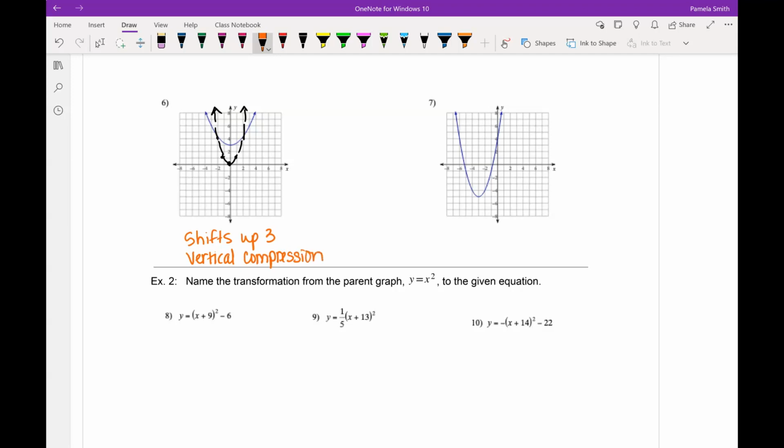And just know it is possible to have all of them. Well, not all of them, because you can't have compression and stretch at the same time. But it is possible to have it reflect across the x-axis, shift left or right, shift up or down, and have either compression or stretch. So it is possible to have all of those, but it doesn't have to.